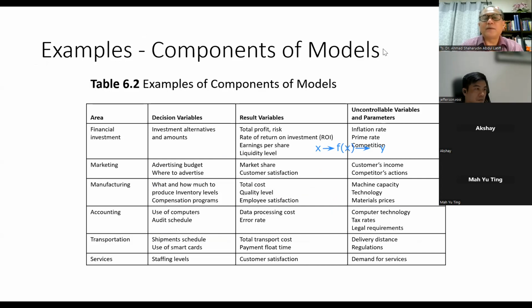Examples of component models: in the area of financial investment, the decision variable is how much you need to invest and what the investment alternatives are, such as a fixed deposit, the stock market, securities, or bonds. So that is your decision variables. How do you measure the decision, how do you make your choice? It's based on total profit or loss, total profit or risk, return on investment, earnings per share, price earnings ratio, liquidity level. The uncontrollable variables are the inflation rate, prime rate, and competition.